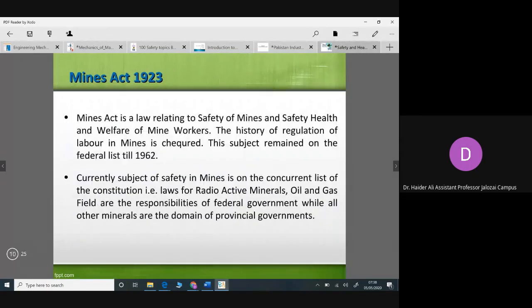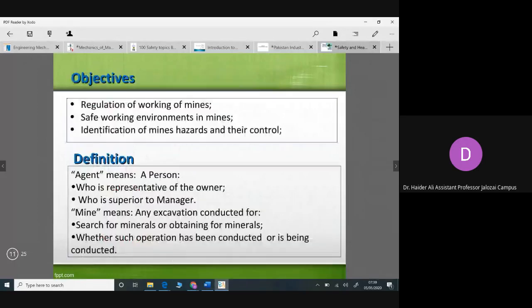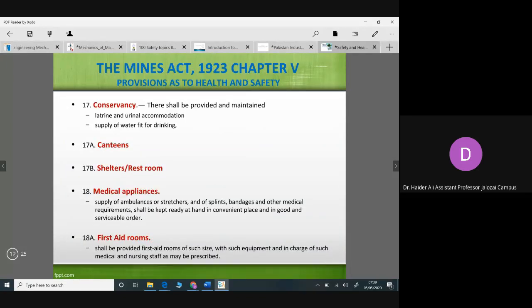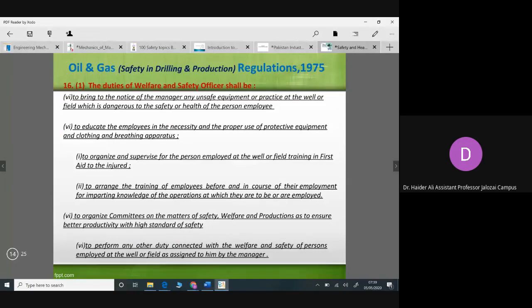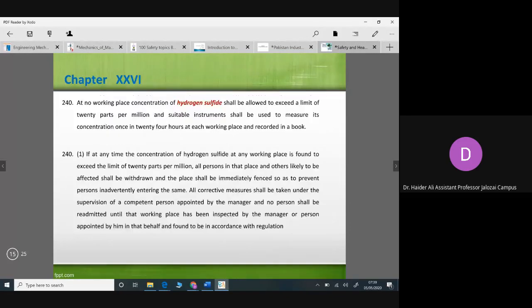So just some introduction to some of the rules and some basic definitions, such as what do you mean by an agent? It's a person who is a representative of the owner, who is superior to the mine manager. So this is with respect to the mines, and some terminologies associated with the Mines Act. So again, oil and gas. Some excerpts from the oil and gas rules and regulations. I expect everyone has probably read through these documents, and if not, then after the class, do take your time and read through them.